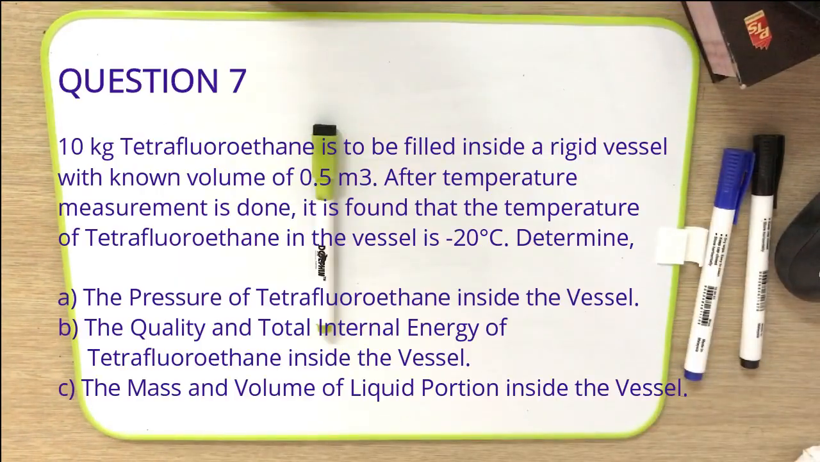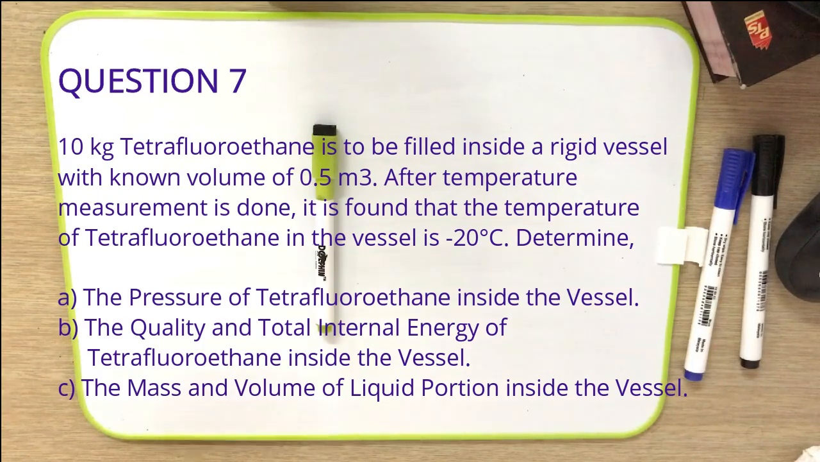Next, question 7. 10 kg tetrafluoroethane is to be filled inside a rigid vessel with known volume of 0.5 meter cube. After temperature measurement is done, it is found that the temperature of tetrafluoroethane in the vessel is -20 degrees C. Determine A, the pressure of tetrafluoroethane inside the vessel; B, the quality and total internal energy of tetrafluoroethane inside the vessel; C, the mass and volume of liquid portion inside the vessel.